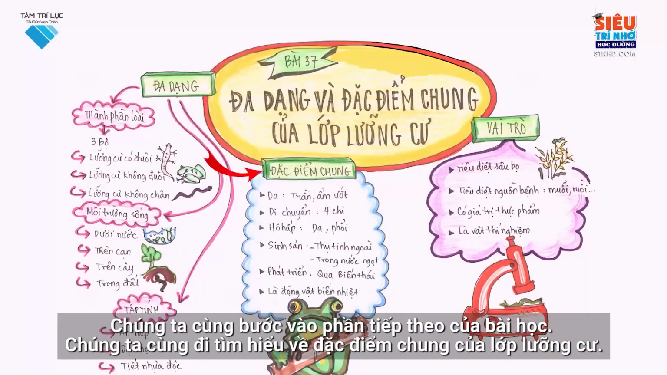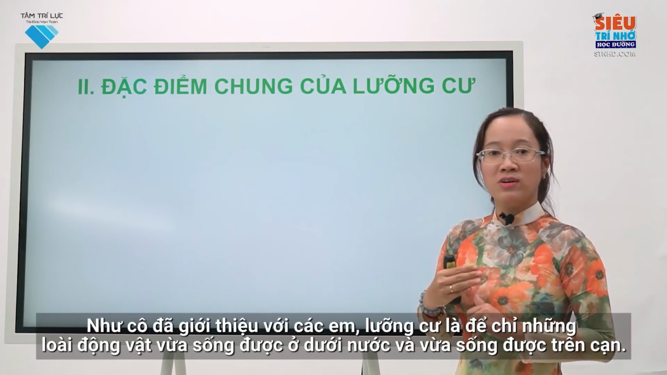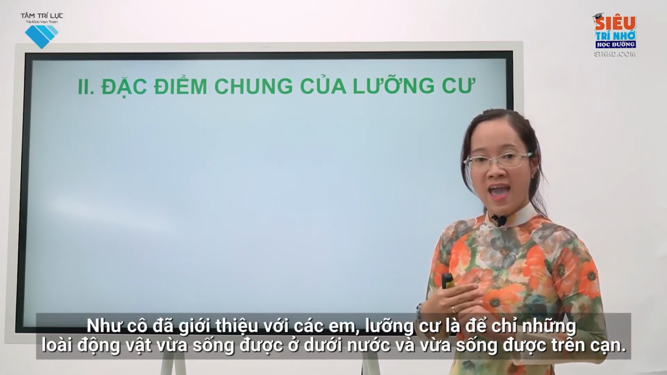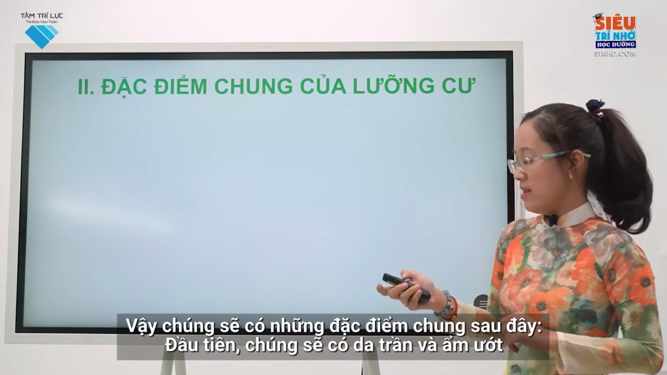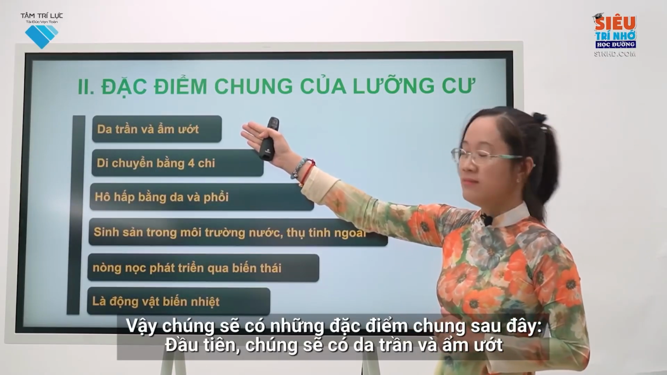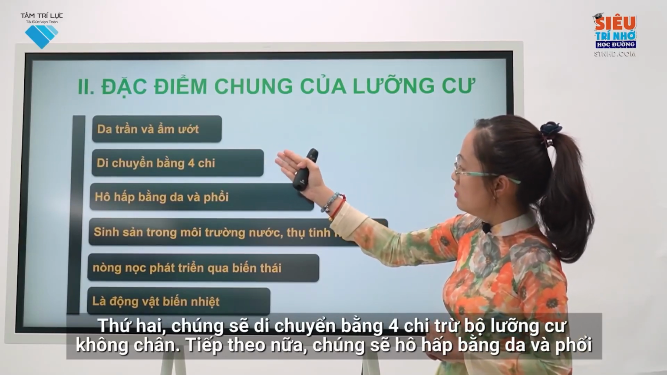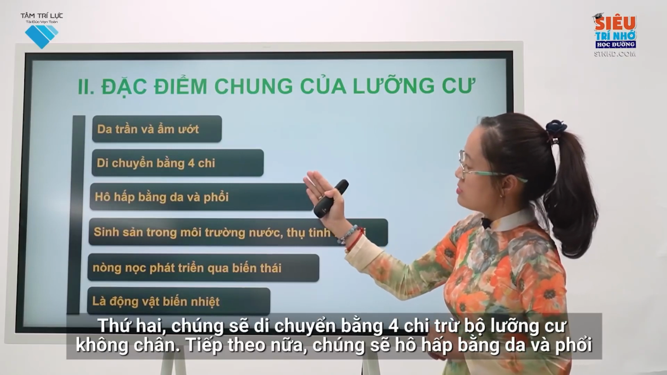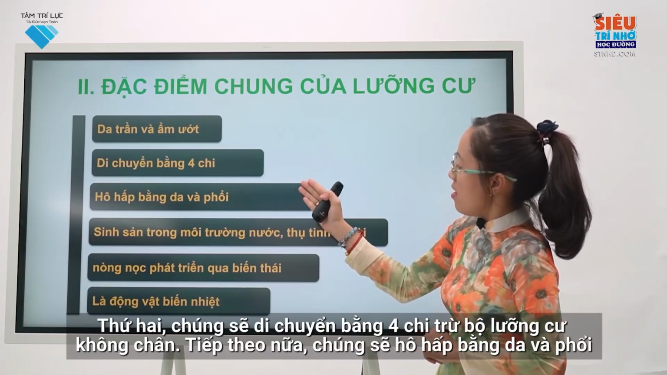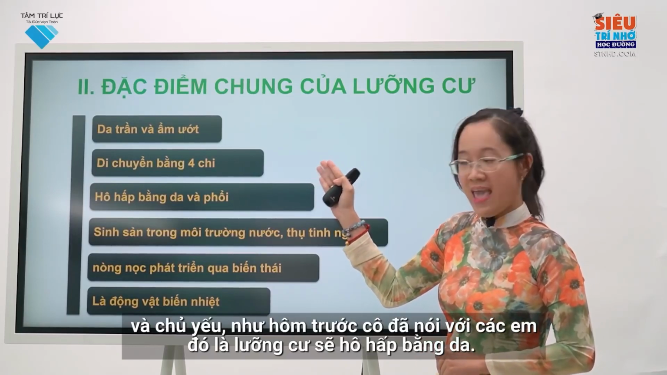Let's move on to the next part of the lesson. Let's learn about the general characteristics of the amphibian class. As I introduced to you, amphibians are animals that can live both in water and on land. So they have the following general characteristics. First, they have bare and moist skin. Secondly, they move on four legs except for the legless amphibians. Next, they breathe with their skin and lungs. And mostly, like I told you the other day, amphibians breathe through their skin.